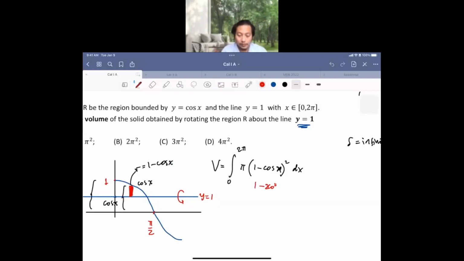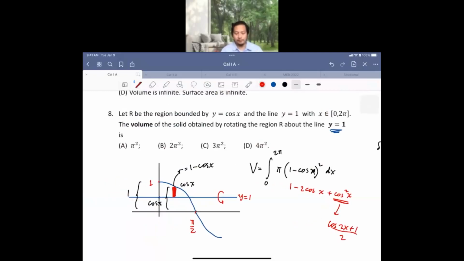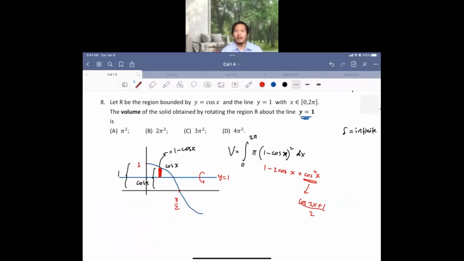At least one type of question like this will be mentioned, so you need to be able to at least understand the structure. For the squared here, you need to change to cos 2x. Okay? And I believe you could solve this one. So I leave this to you.